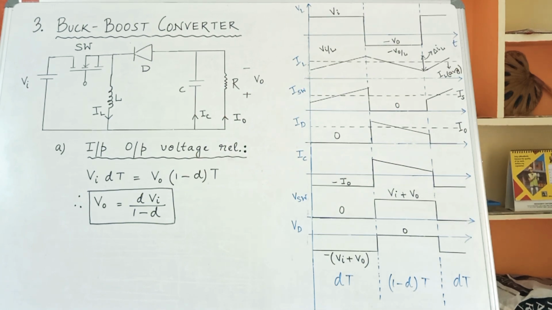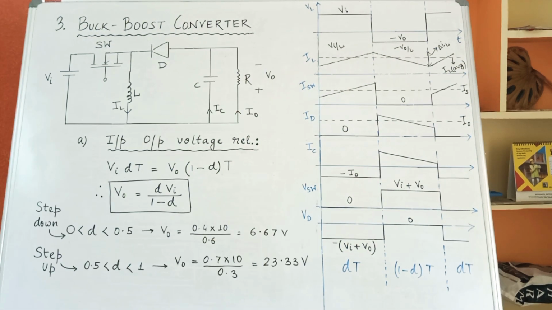In order to find the input output voltage relationship, we have to apply volt-second balance to VL. So applying volt-second balance to VL, VI is during the DT period. So VI into DT and V0 into 1 minus D T areas will be equal. So from that you can find V0 comes out to be D Vi by 1 minus D, where V0 is your output voltage, Vi is your input voltage and D is your duty cycle.